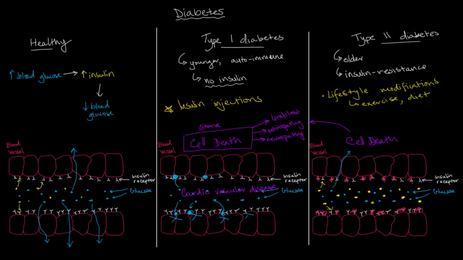And so you can imagine that these cells are getting resistant to insulin. And so they're producing less receptors because the body always has a lot of insulin floating around. The blood glucose levels are always so high that your body always has insulin floating around. And so these cells start making less and less receptors.